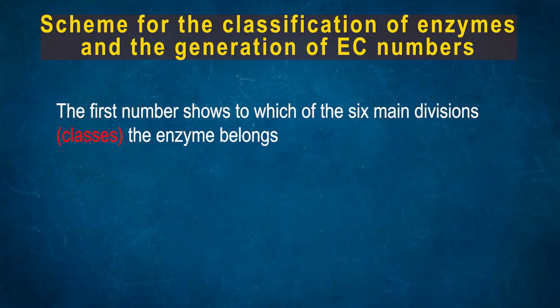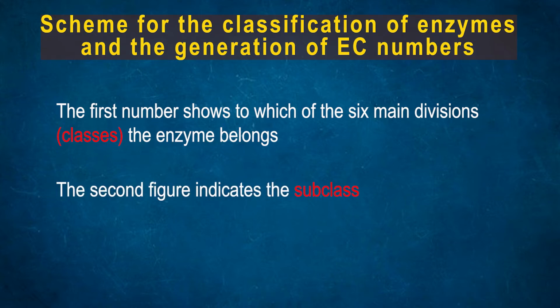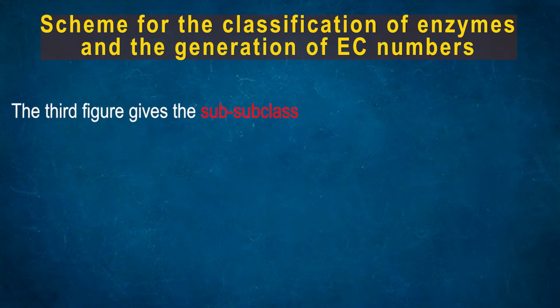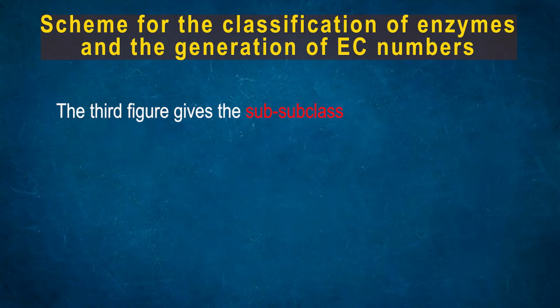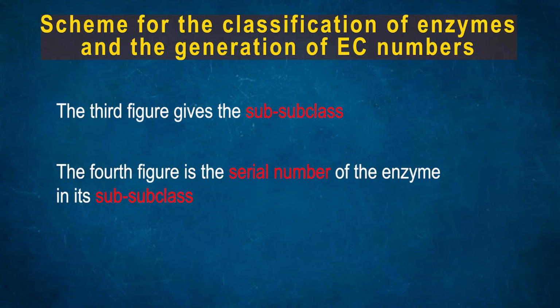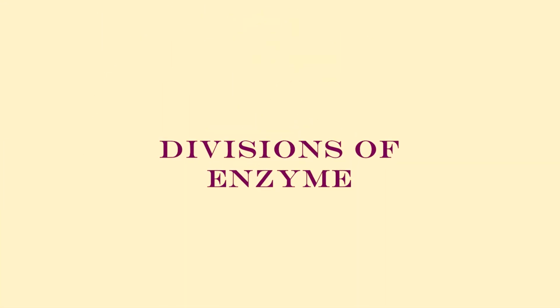Scheme for the classification of enzymes and the generation of EC numbers. The first number shows to which of the main divisions, 6 or 7 rather, the enzyme belongs. The second figure indicates the subclass. The third figure gives the sub-subclass, and the fourth figure is the serial number of the enzyme in its sub-subclass. Actually there were 6 main divisions; nowadays the 7th one is incorporated.